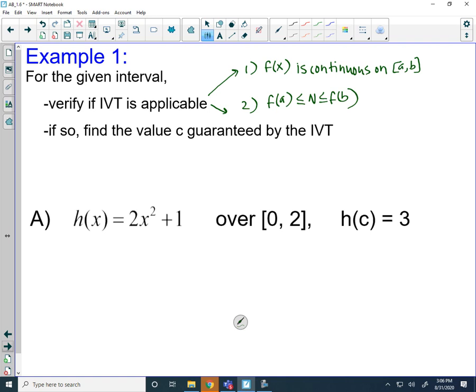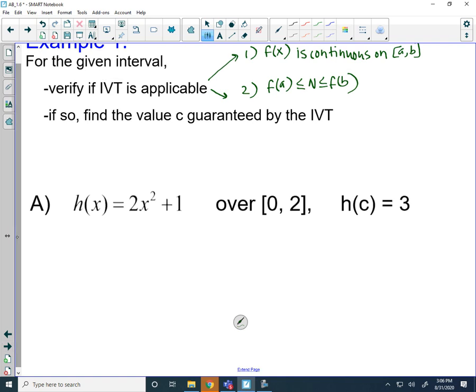So first, in this example, let's decide if IVT is applicable. So looking at our specific problem, thinking about h of x equals 2x squared plus 1. I need to determine if that function's continuous on this given interval. You don't have to prove continuity in these problems, but you need to determine if the function's continuous. So just think about what you know about h of x. h of x is a parabola shifted up 1 with a stretch of 2.